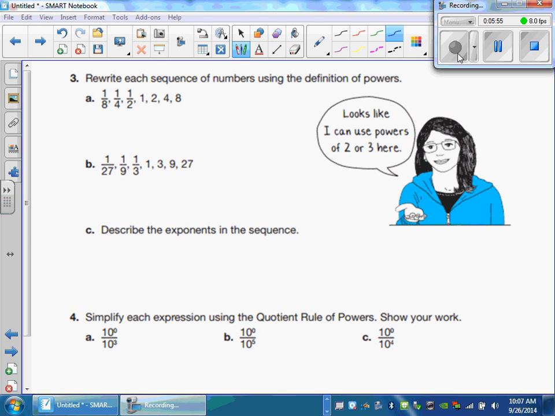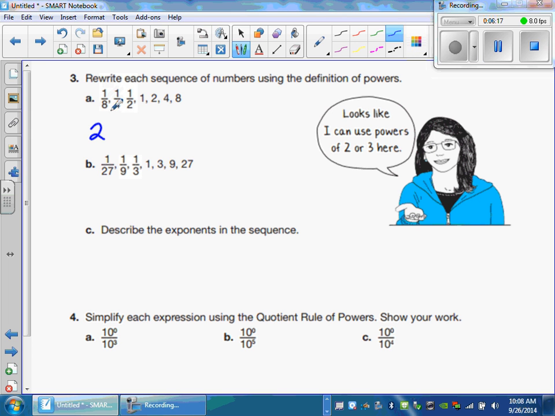In number 3, they're asking us to rewrite each sequence of numbers using the definition of powers. So I'm going to look at all these numbers. And first I'm going to figure out what base I'm going to use. I noticed that each of these have 2 in them, so I'm going to use the base of 2.